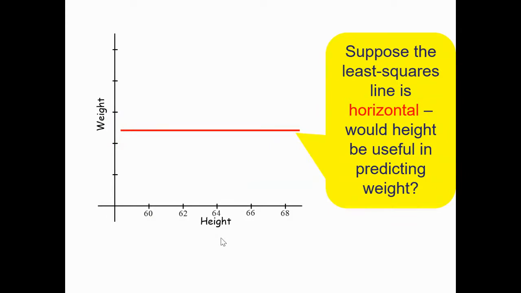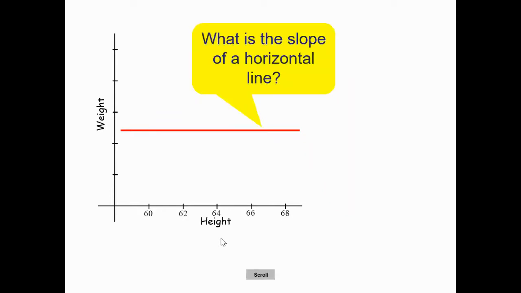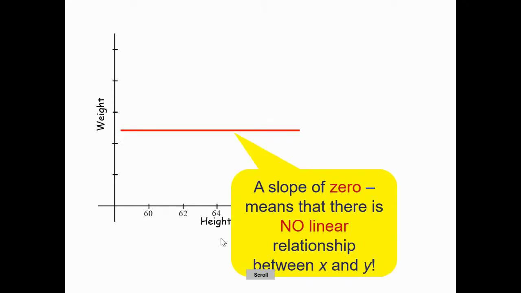So let's suppose we have a least squares line that's horizontal, and we're wanting to try to predict weight based on height. There's our line. Is this line useful in predicting weight based on height? No, it's not. What's the slope of this horizontal line? 0. A slope of 0 means there is no linear relationship between x and y.